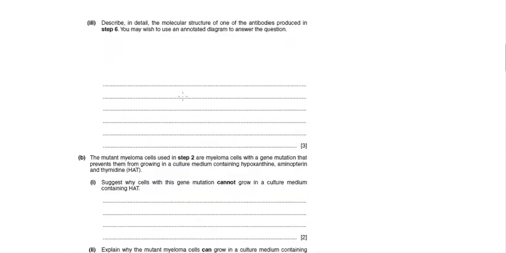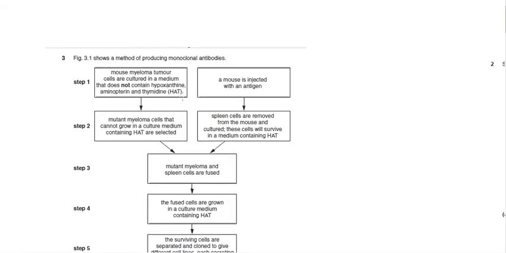Now let's see what this tells us. Step 1 tells us mouse myeloma tumor cells are cultured in a medium that does not contain hypoxanthine, aminopterin and thymidine. Mouse myeloma tumor cells. So this is a hybridoma cell. A mouse is injected with an antigen. Spleen cells. These are tumor cells. It already says here that these are tumor cells.